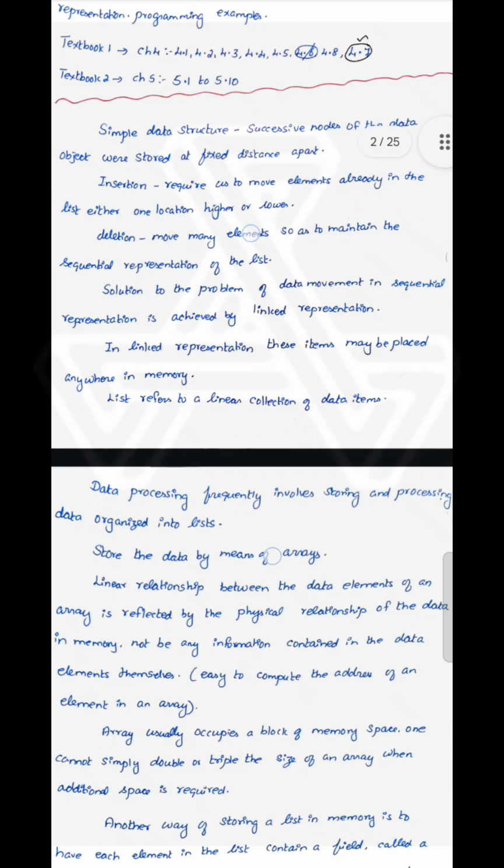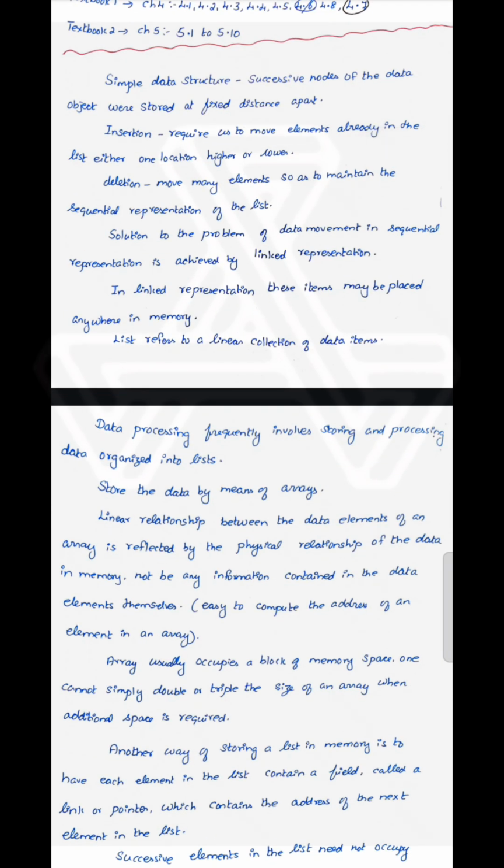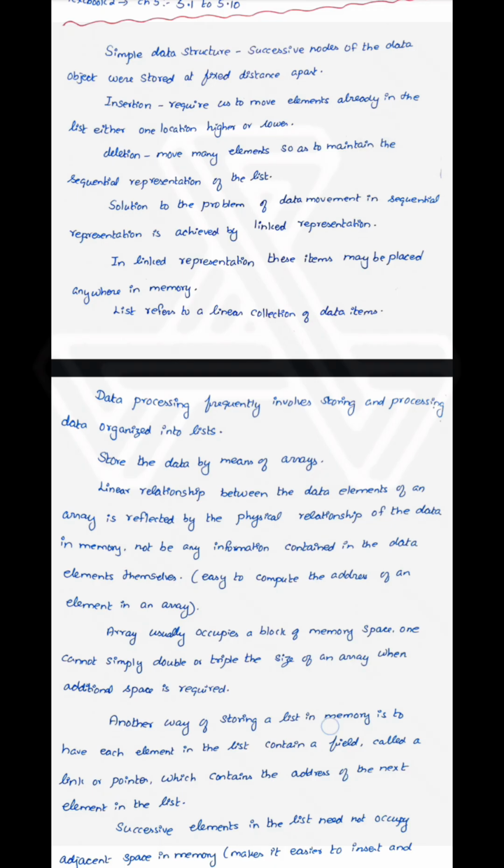In a simple data structure, successive nodes of the data objects are stored at a fixed distance apart. Insertion requires us to move elements already in the list, either one location higher or lower. Deletion requires moving many elements so as to maintain the sequential representation of the list. The solution to the problem of data movement in sequential representation is achieved by linked representation. In linked representation, these items may be placed anywhere in memory.